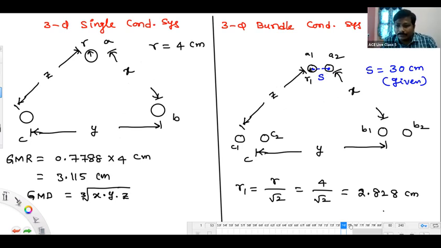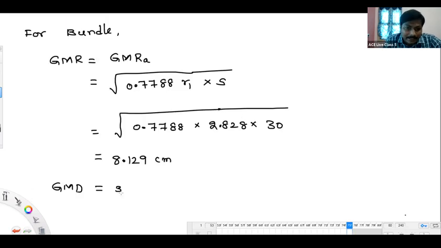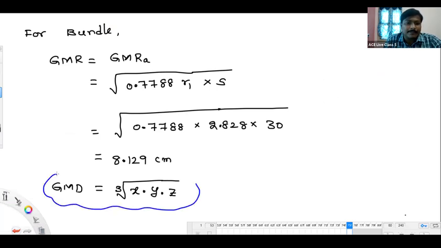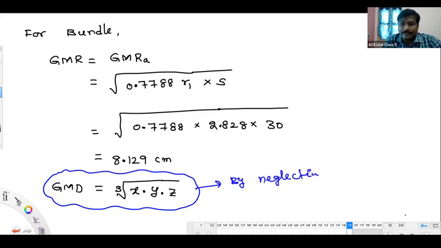So in that perspective, GMD will come as the cube root of X, Y, Z, by neglecting the spacing between subconductors, by neglecting the S value.